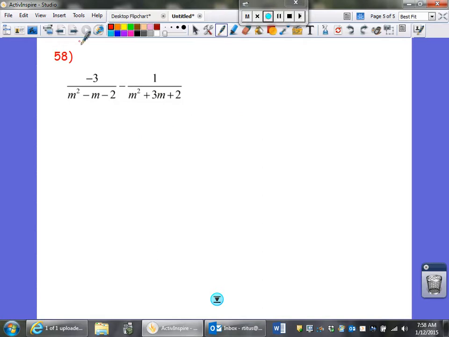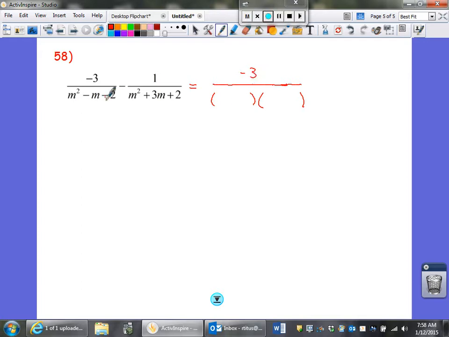And we have our last problem, which is number 58. Now, number 58 has trinomials in the denominators that need to be factored. So let's go ahead and factor. Set up our parentheses here. So we have negative 3 over.